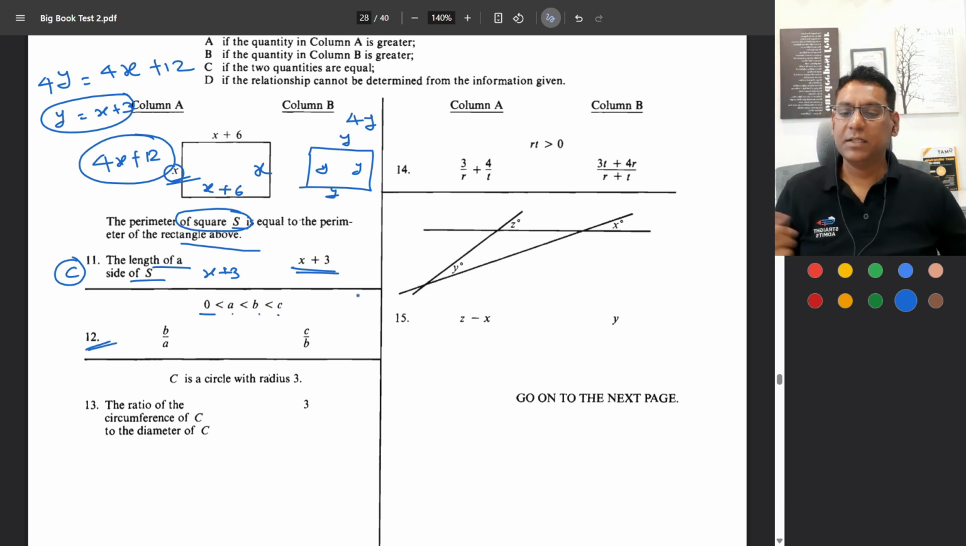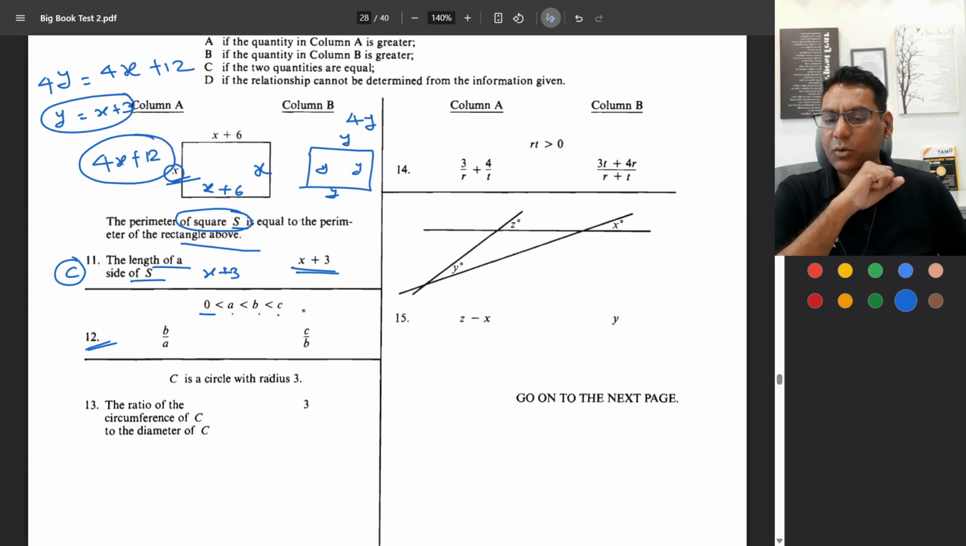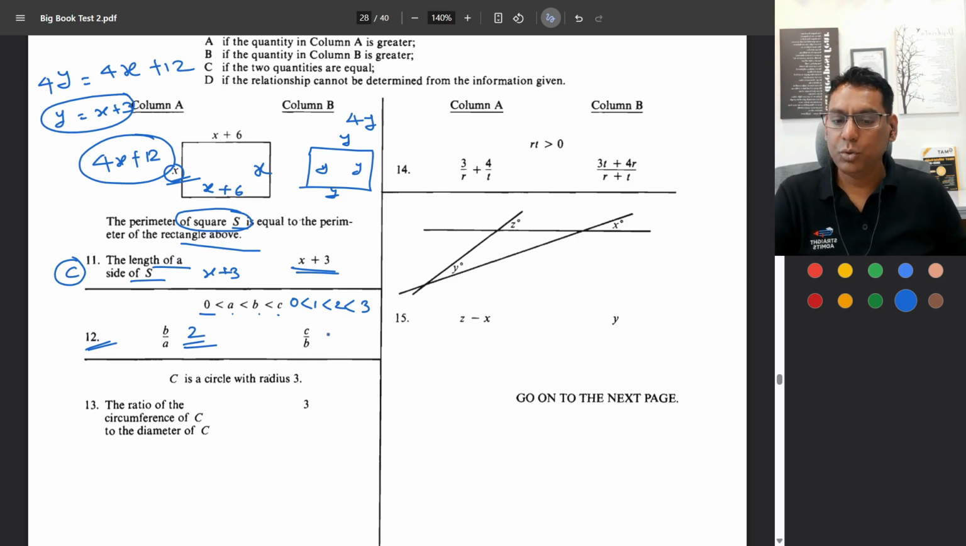So as we discussed a few minutes ago, we can just pick some numbers. Let's pick easy numbers: 0, 1, 2, 3. B by A is 2 by 1, that is 2. C by B is 3 by 2, that is 1.5. So here I am getting answer as A.